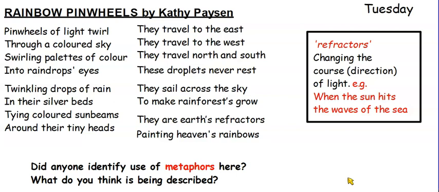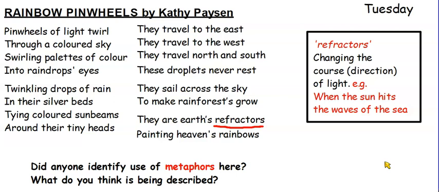Did you identify what this was about? Do you think you have an idea? Have a look at this word here, refractors. To be a refractor, or to refract, is to change the course or direction of the light. So, for example, when the sun hits the waves of the sea, it makes the light bounce in all sorts of directions and it makes it sparkle and twinkle or catch your eye.